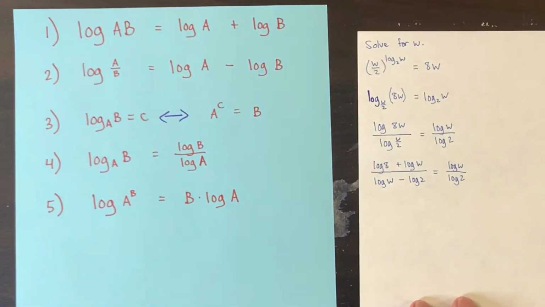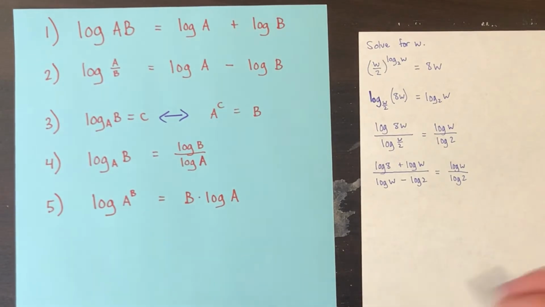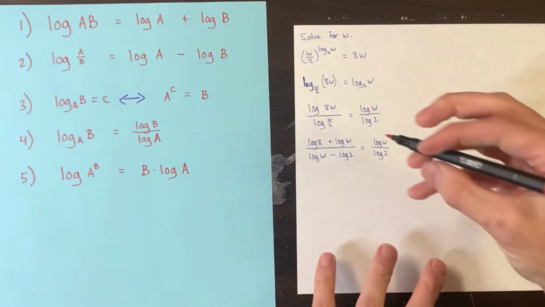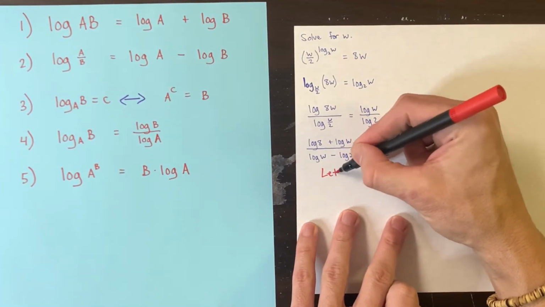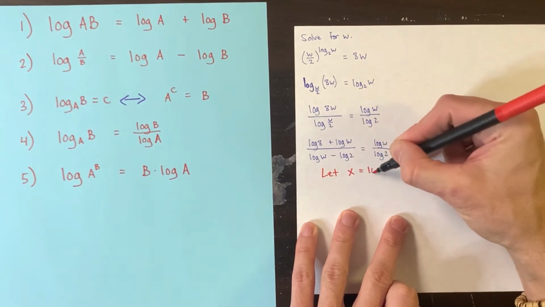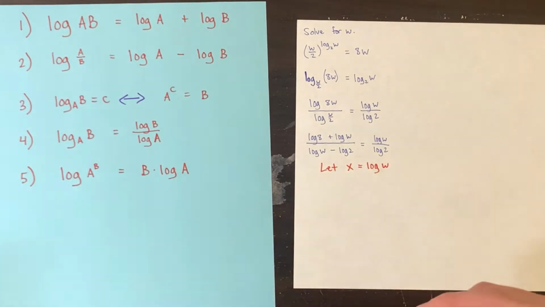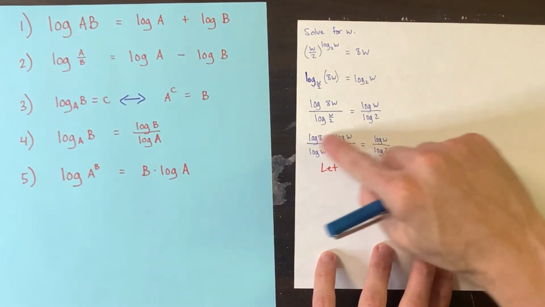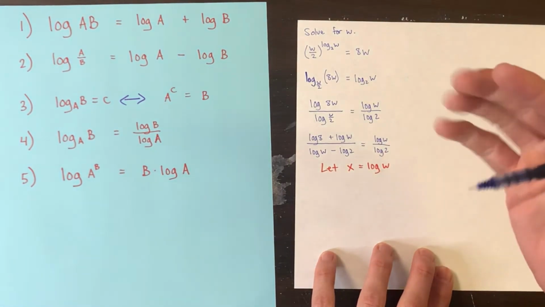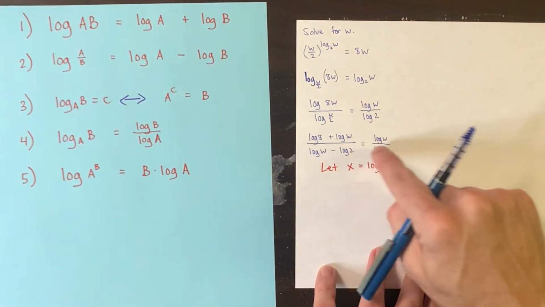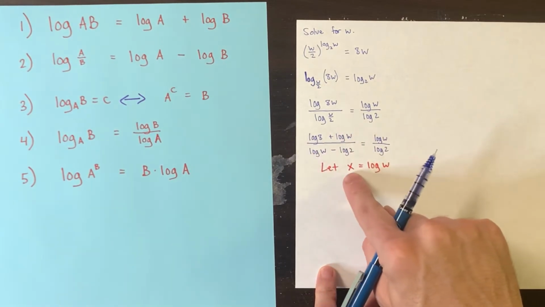Now, in order to make matters more attainable, let me use a substitution. I am going to let x equal log w. And I am doing this so that it doesn't hurt my eyes because there's so much writing going on. I think we can write this simpler so that it's easier for our eyes to look at. So let's rewrite this, but instead of log w's, we'll just use x's instead.